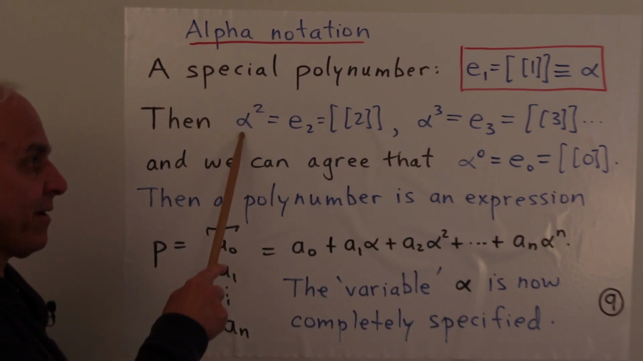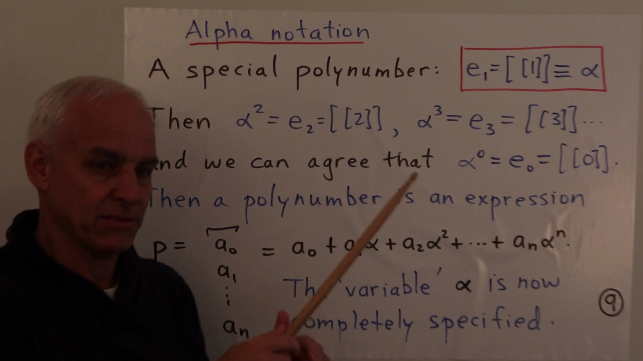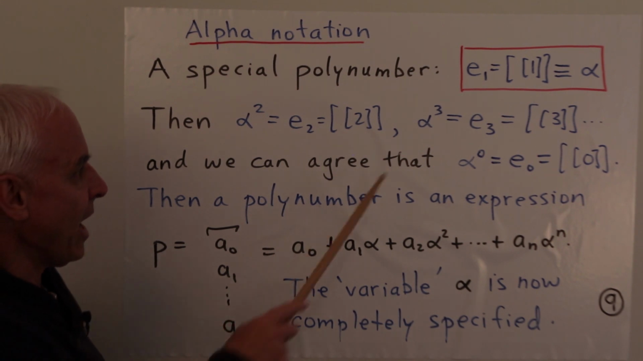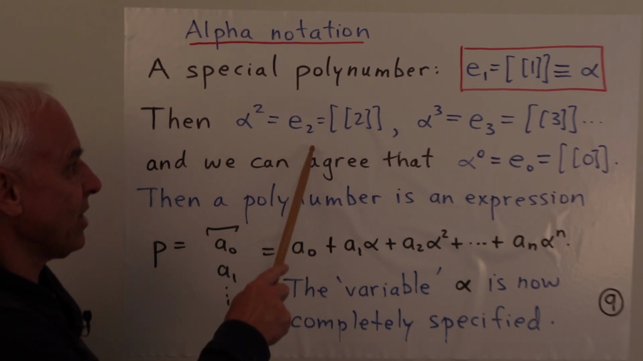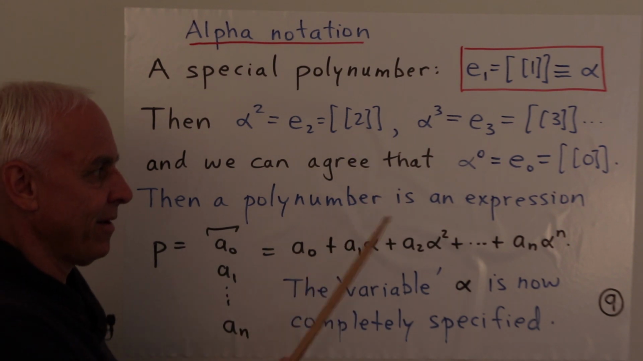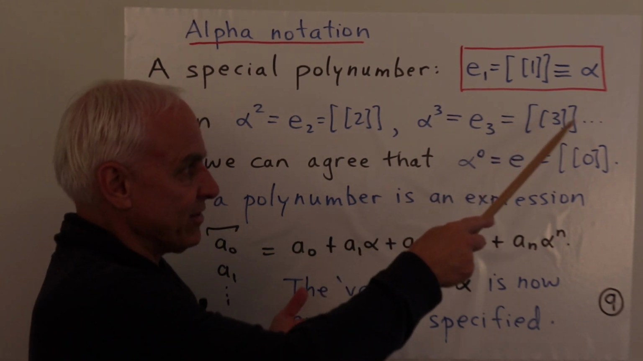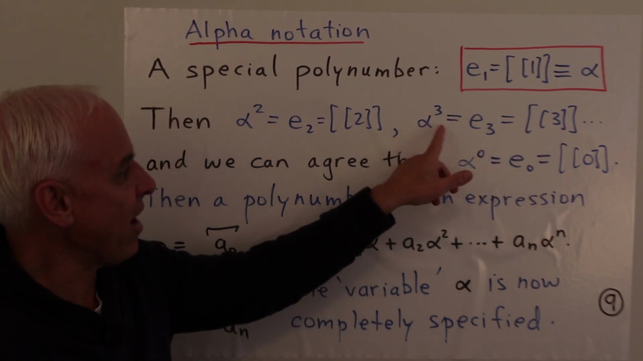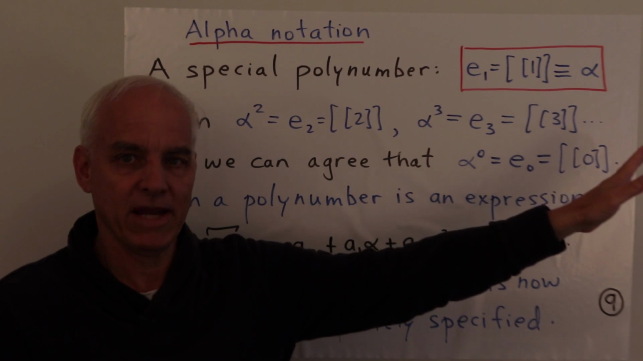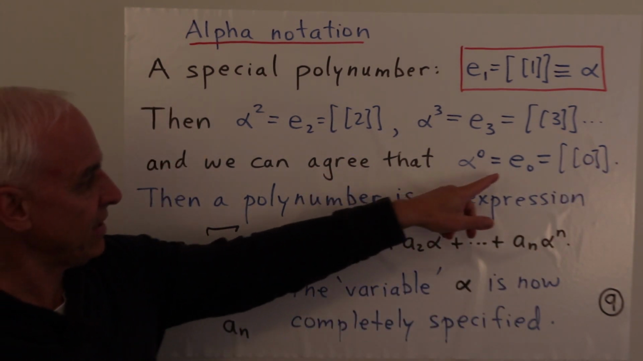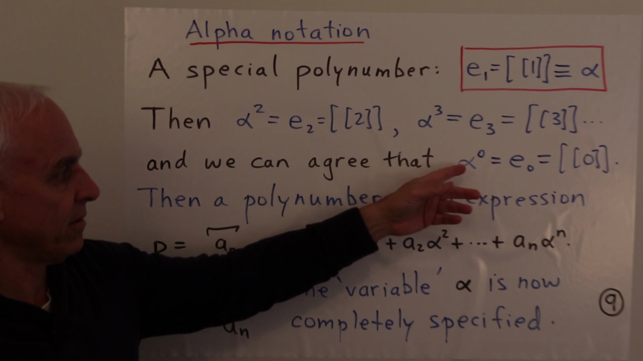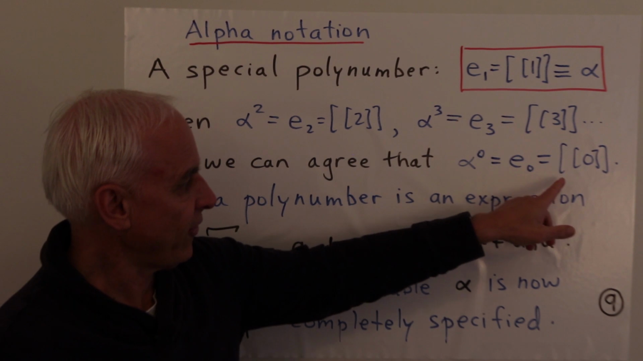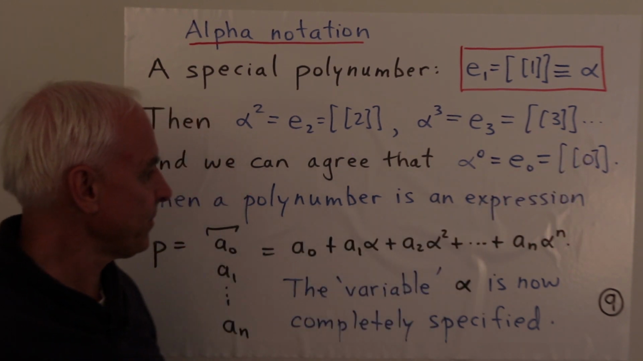Now, if you square alpha, then we're talking about E1 times E1, which is E2, the singleton 2. Alpha cubed will be E2 times E1, which is E3, the vexel consisting of the singleton 3. And so it goes. So powers of alpha pick up all the basis elements, with the exception of E0, and let's agree that alpha to the 0 means E0, which is the one that's so far not on the list. That's the singleton 0 as a vexel.